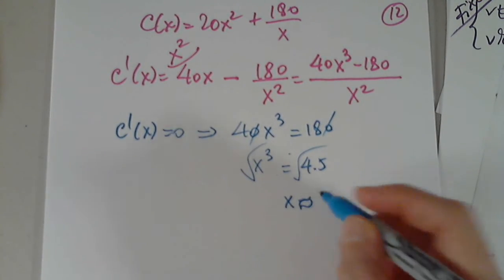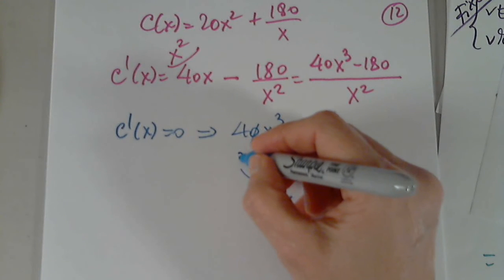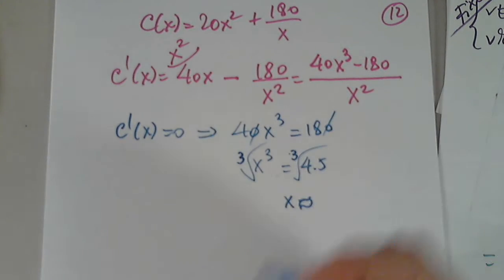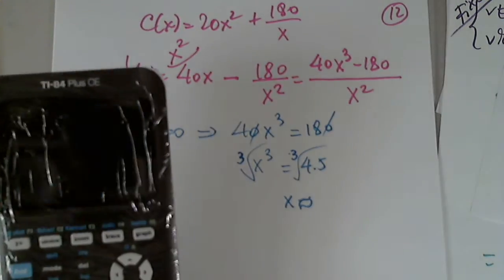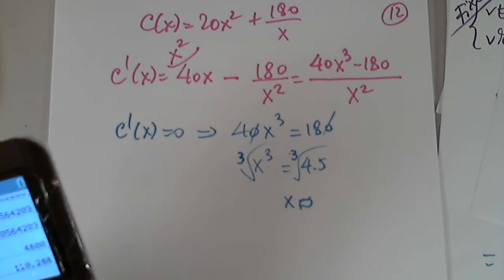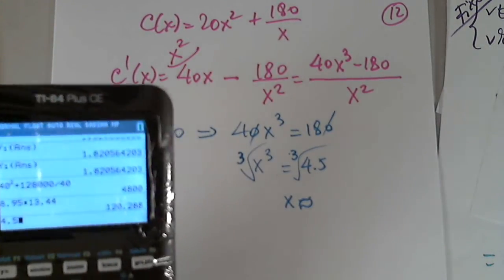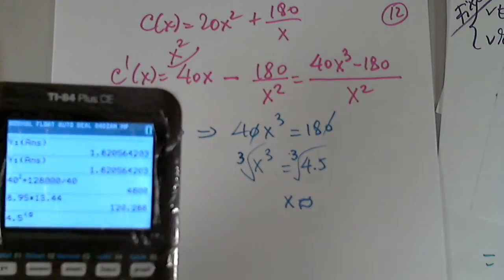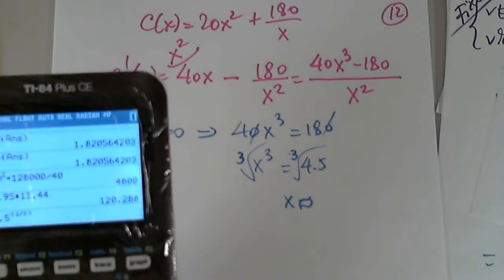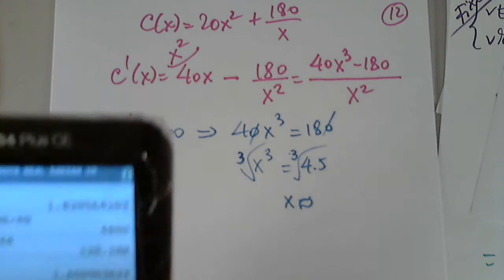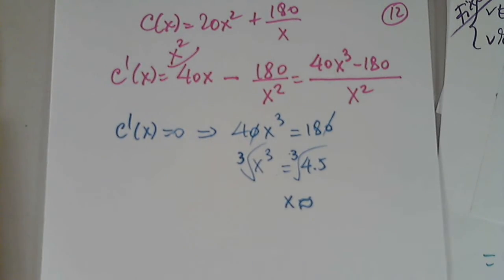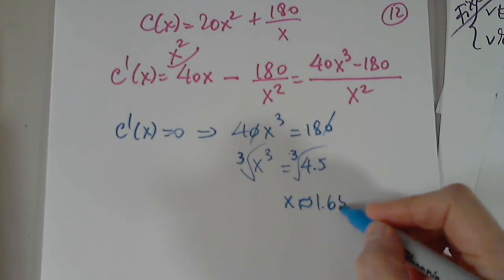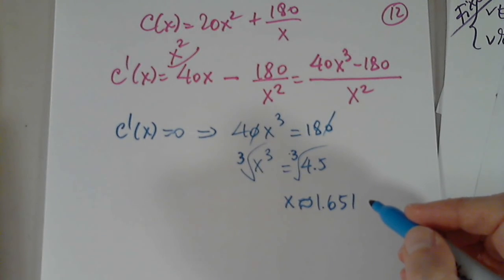So if I approximate that, of course, the cube root. So let's see what we get. 4.5 to the power 1 divided by 3 is 1.651. And the measurement unit was meters.